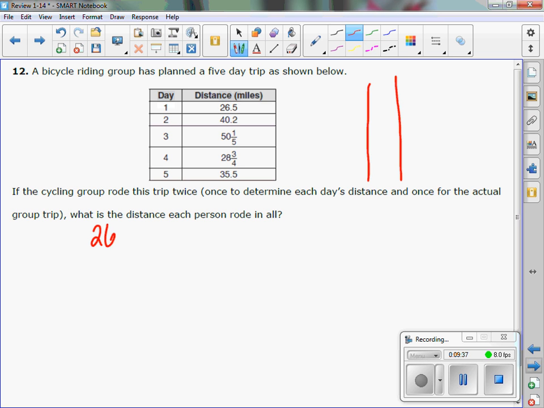26.5 is already in decimal form. 40.2 is already in decimal form. 50 and 1/5, if you convert 1/5 to a decimal, that's 0.2. So 50.2 is the exact same value. 28 and 3/4. 3/4 is the same thing as 0.75, so that would be 28.75.